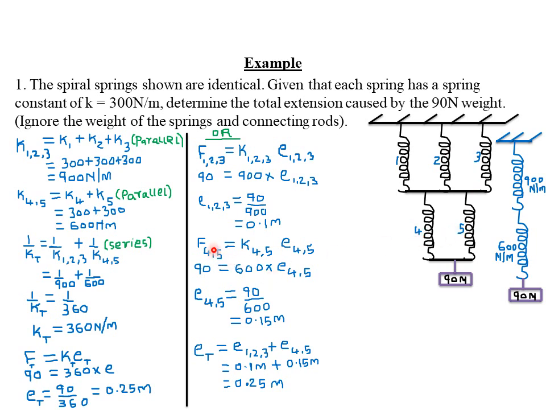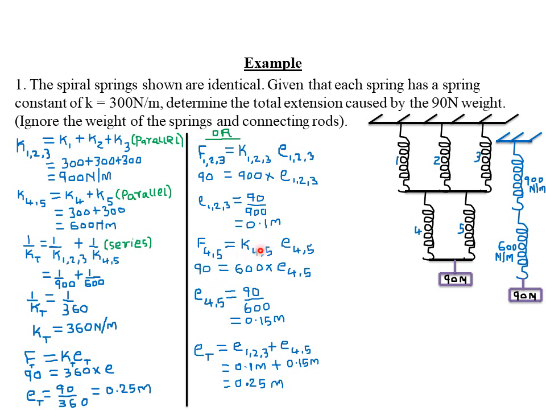Now from Hooke's law, we know that force is equal to Ke. Therefore, the force acting on springs 4 and 5 must be equal to the product of the spring constant due to springs 4 and 5 and the extension due to springs 4 and 5. Now we know that the force acting on springs 4 and 5 is still the 90 Newton, because remember that we are ignoring the weight due to the springs and the rods. So the total weight acting on springs 4 and 5 is 90 Newton.